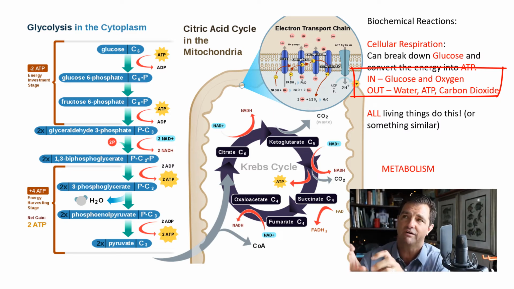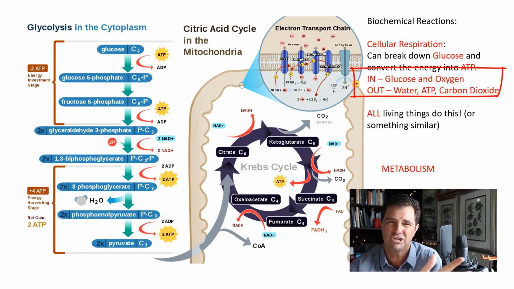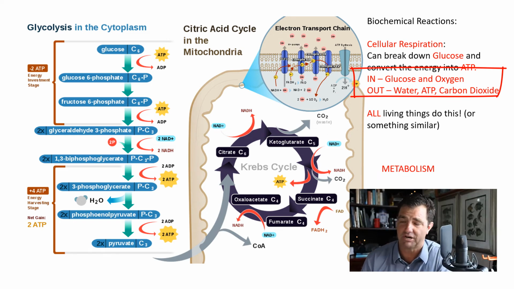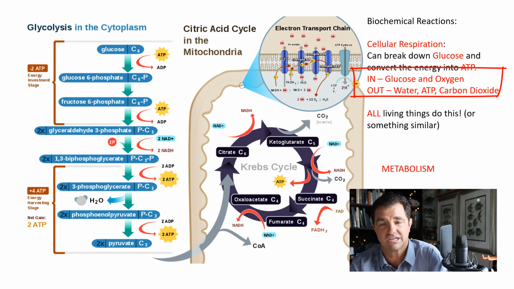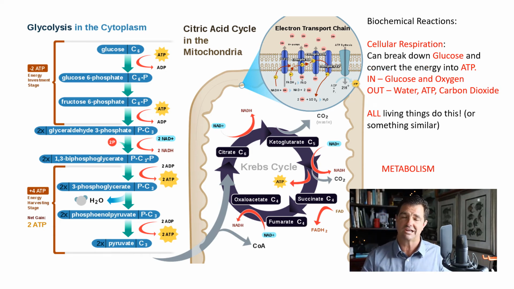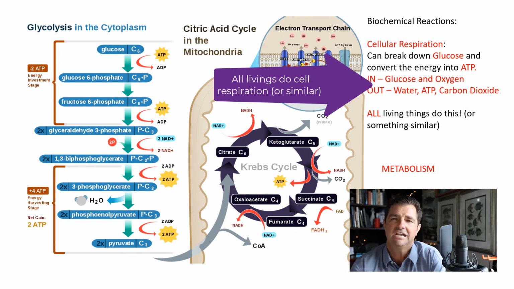It's important to remember those inputs and outputs, but you don't need to remember all the details of that. What comes out of cell respiration is water when you're done, ATP, which is the most important part, and also a molecule called carbon dioxide, which you're most likely familiar with, and that is a waste product. It just comes out of the reaction after it's done. All living things do cell respiration or something very similar to it. So we'll just go ahead and say that it's an important part in all living things because that's how they utilize energy.